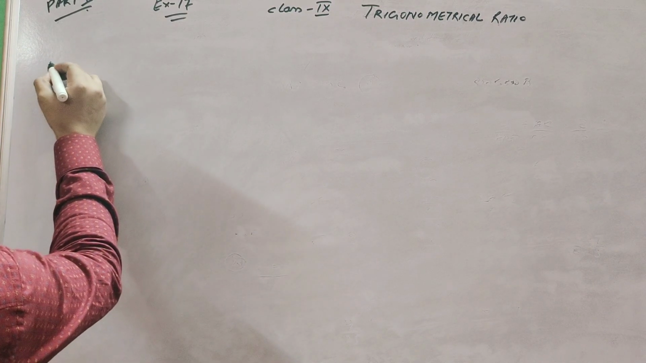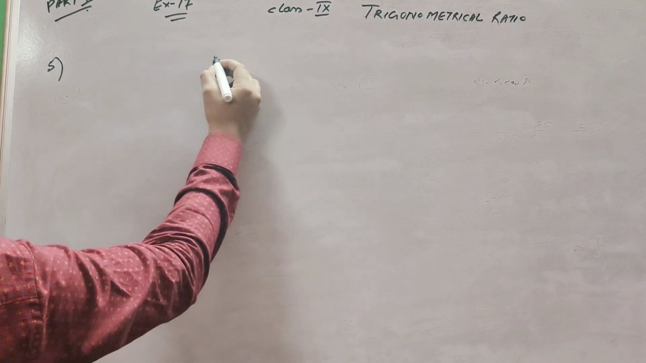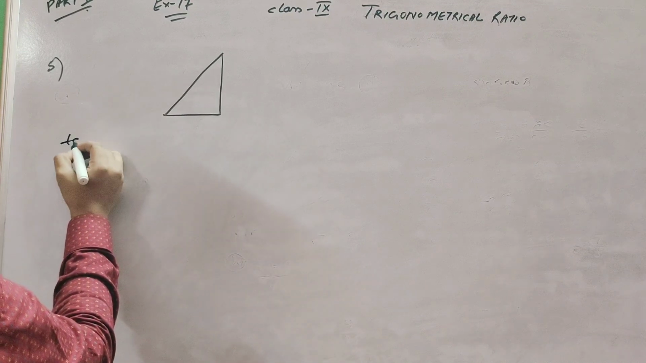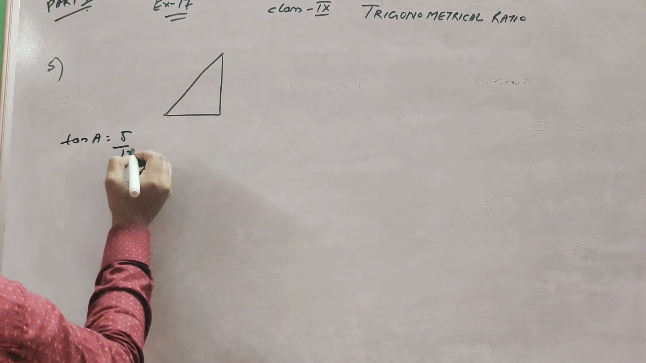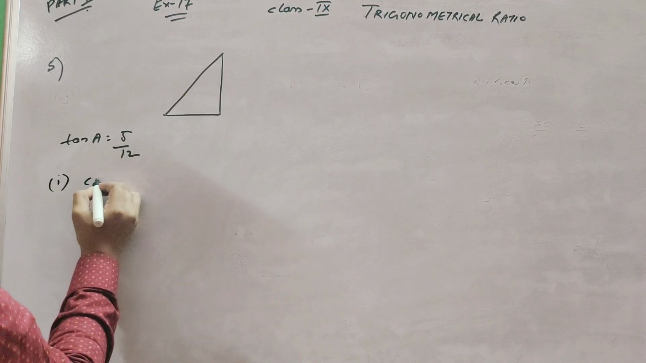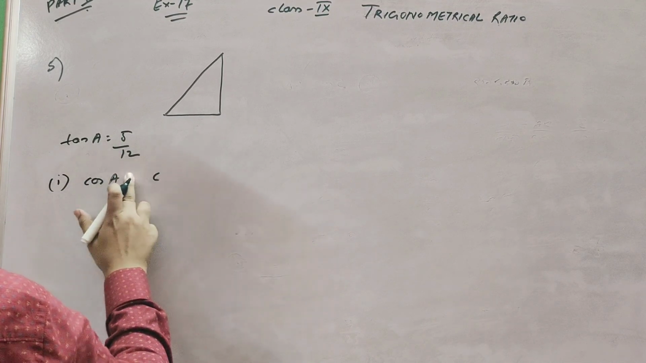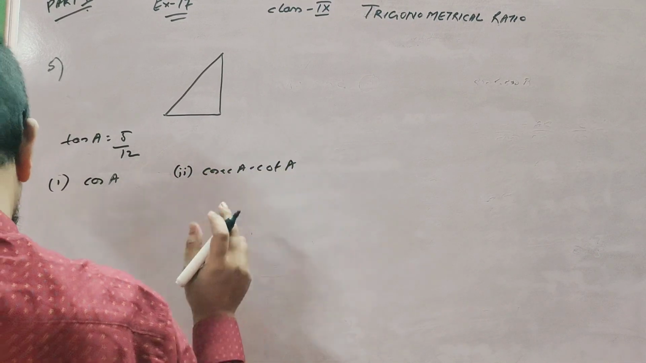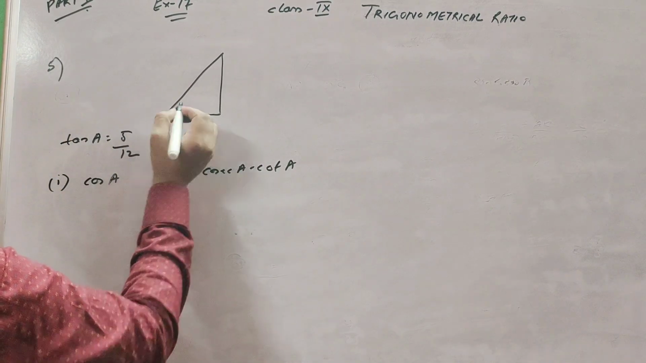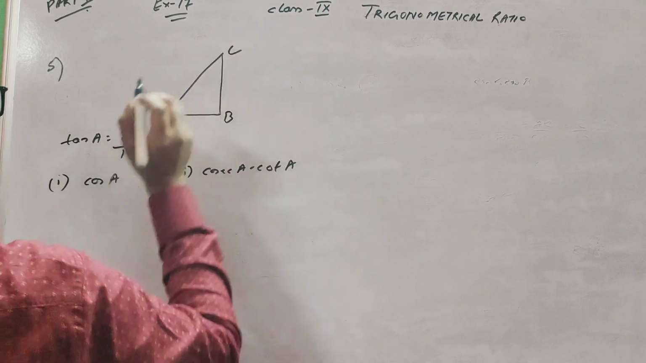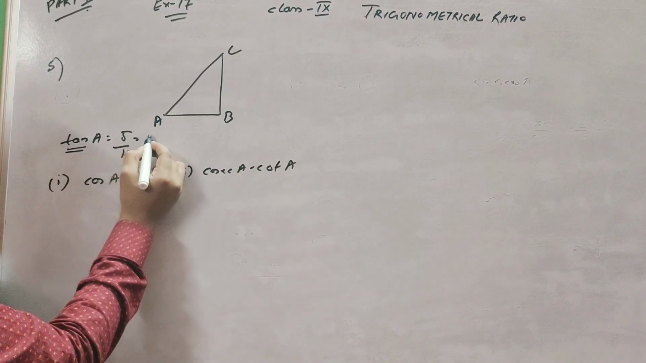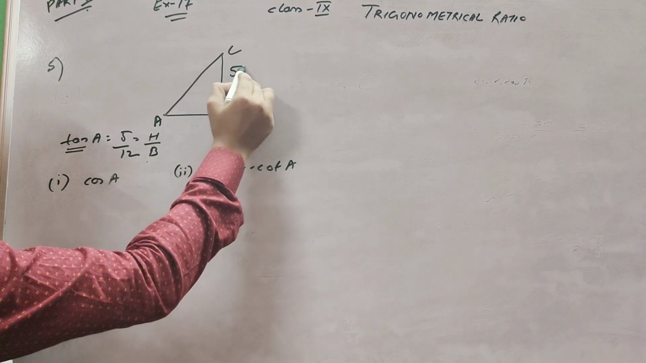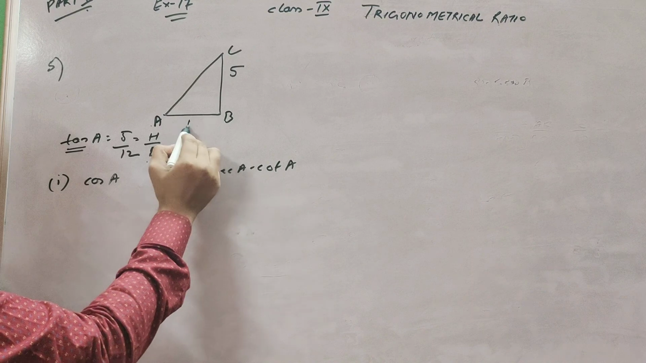Question number 5. In question number 5, given a right angle triangle, and tan A equals 5 by 12, find cos A, and the second question is cosec A minus cot A. So right angle triangle, acute angle A, with vertices A, B, C. We know that tan A is height by base. A is here, so opposite of A is height, that is 5, and base is 12.